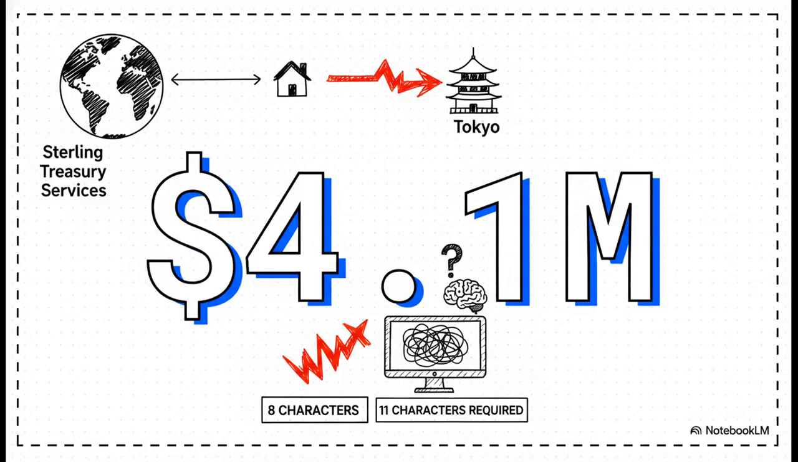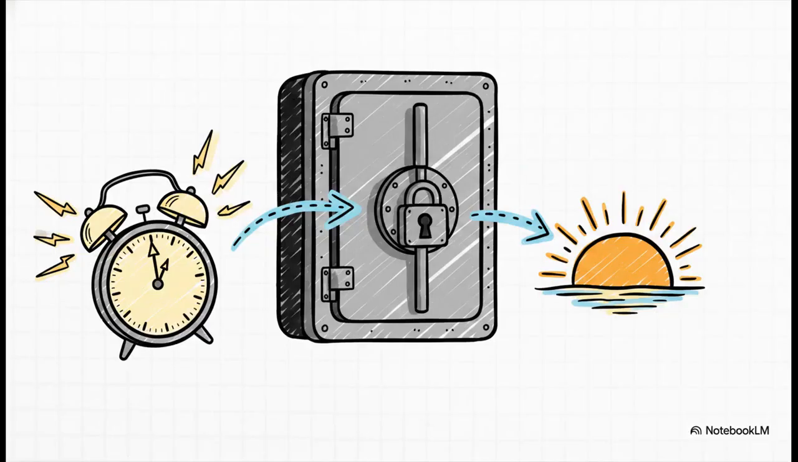I want to put you directly in the shoes of a forward-deployed engineer at Sterling Treasury Services. You're staring at your screen, looking at a $4.1 million failed wire to a Tokyo correspondent bank. The wire was submitted, the AI system processed it, but Tokyo never acknowledged it. Why? Because the AI assistant attempted to repair a missing intermediary bank code, but it hallucinated. It inserted an 8-character string where exactly 11 characters were required for that specific routing corridor. But honestly, the real nightmare isn't just that the AI made a mistake.